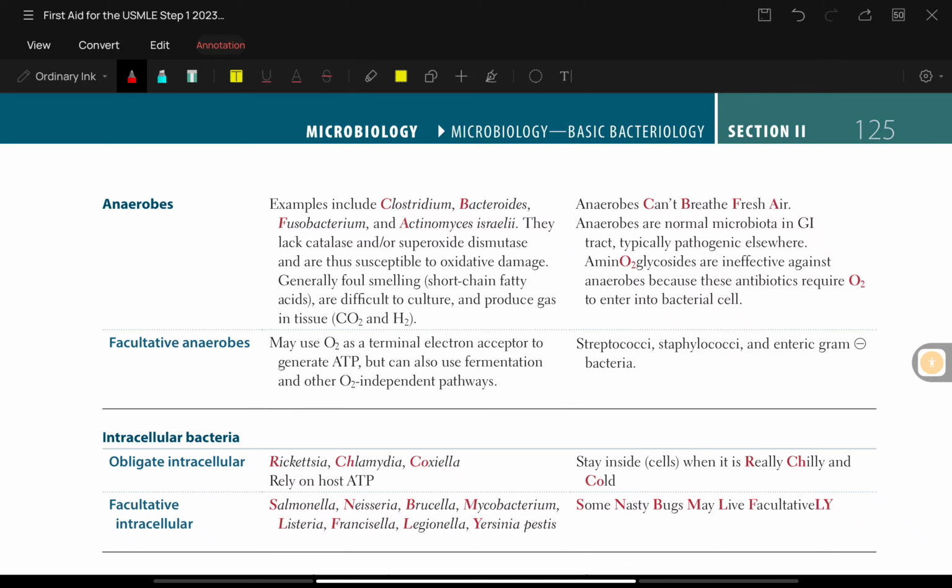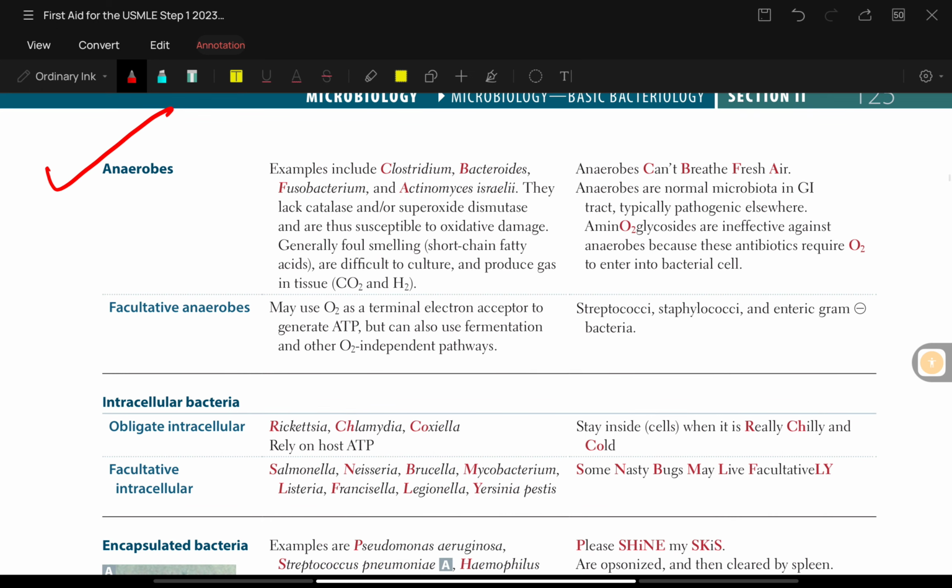So moving up to the next, we discuss different types of bacteria, that is either aerobes, anaerobes, or facultative anaerobes, etc. So the very first one is anaerobes. Anaerobes can't breathe fresh air. It means O2 is not necessary for anaerobes.